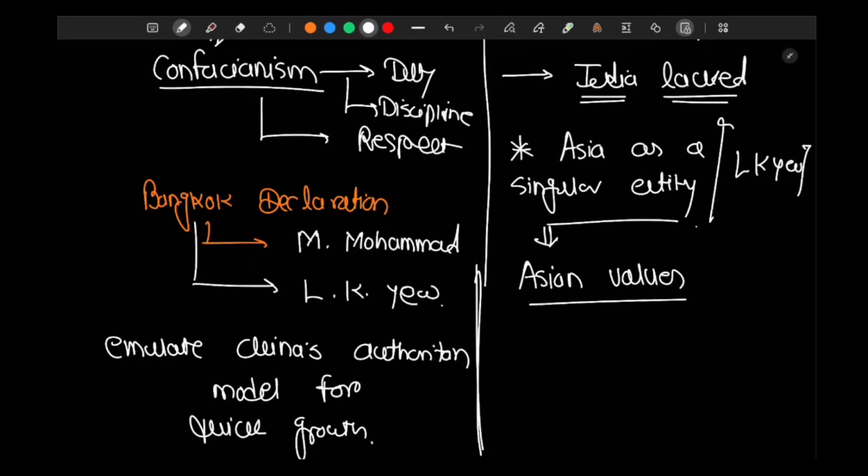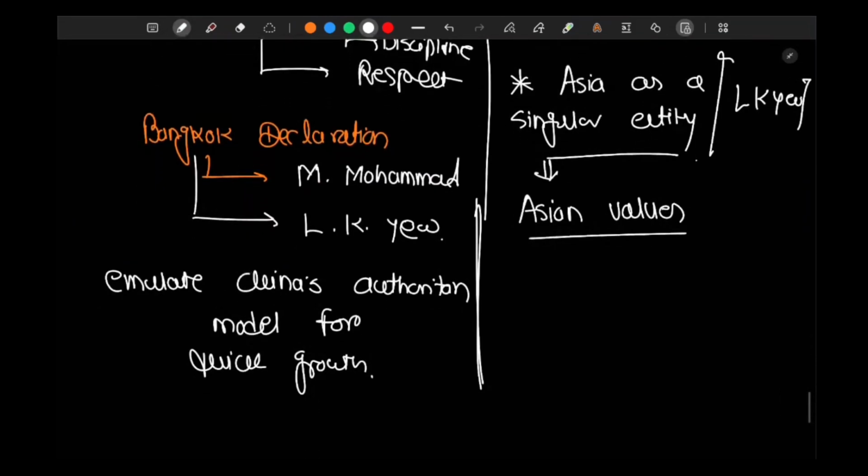But is it true? Do you think China and Japan have similar values? Do you think Japan and India have similar values? Do you even think India and Pakistan have similar values? No, no. In every state, the socio-economic situation is different. In every state, the type of people are different, right? So Asian values is not a singular thing. Confucianism is not the value which the whole of Asia follows.